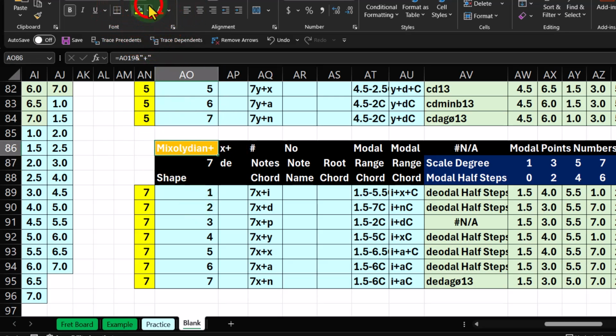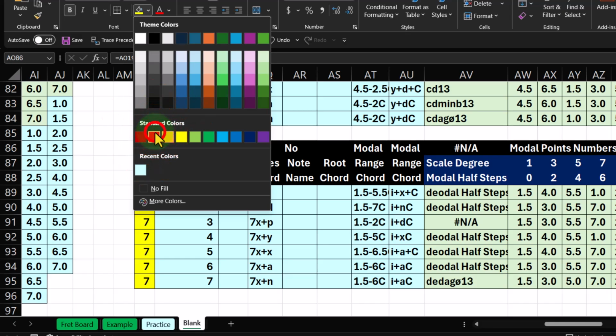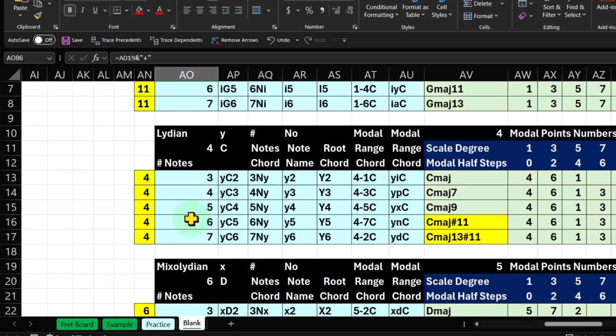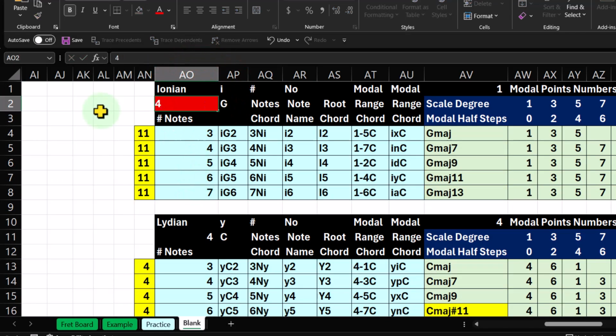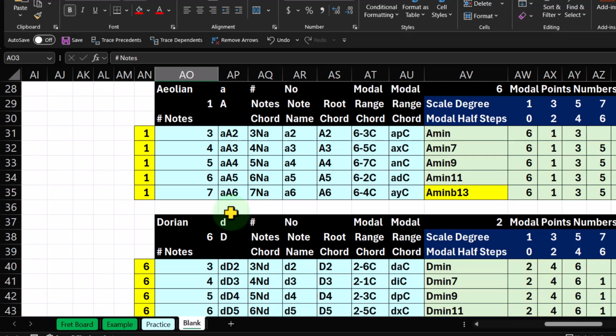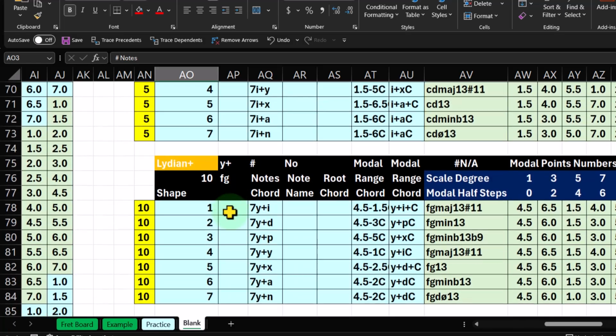Let's make this red so I can hopefully remember where I'm at. Let's make that one red. Let's go back to the collection of notes around the key of C, which is a 4. If I name all the notes from 1 to 12, the absolute note numbering.